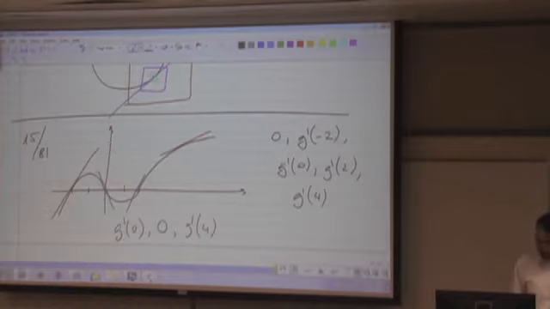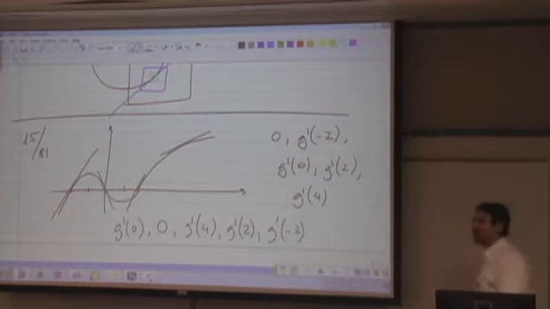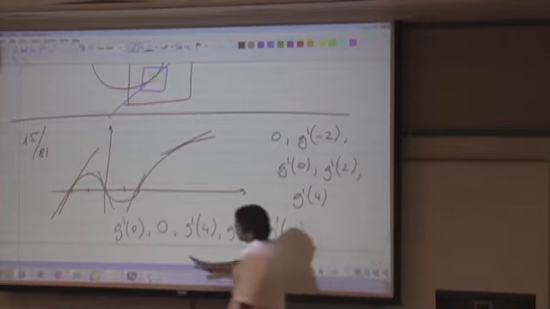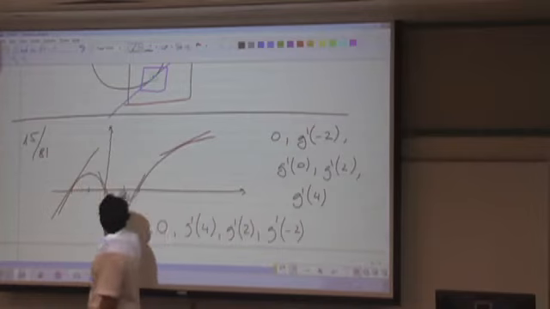Now my graph is not necessarily as good as their graph. Wait, how do we know which one's bigger, g of 2 or? That's why I said my graph is not as good as theirs. Oh, okay. If you look on their graph, here, this is actually a little steeper than this. Oh.